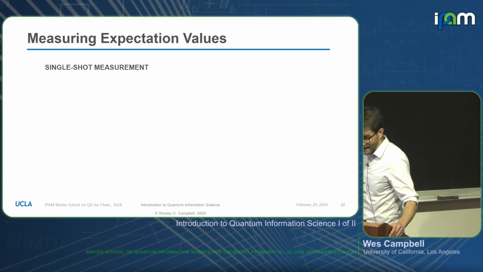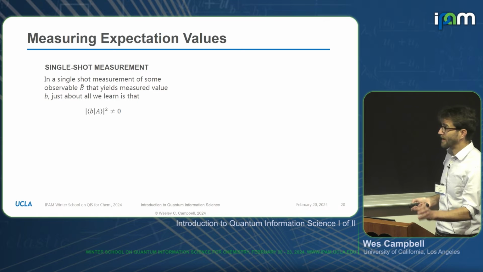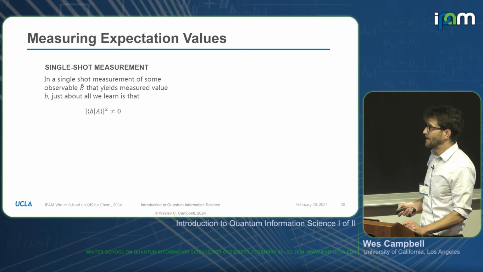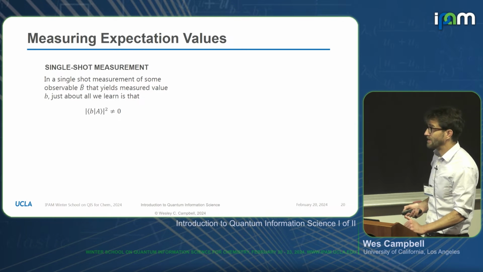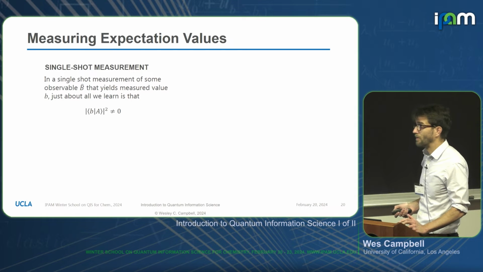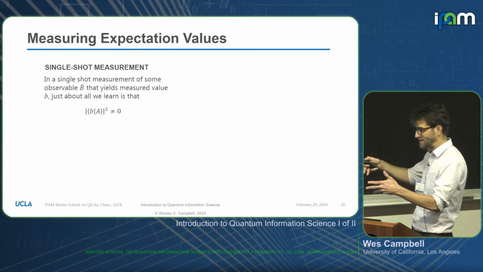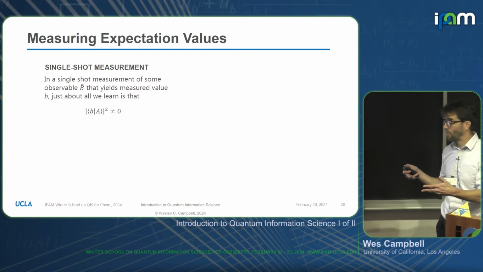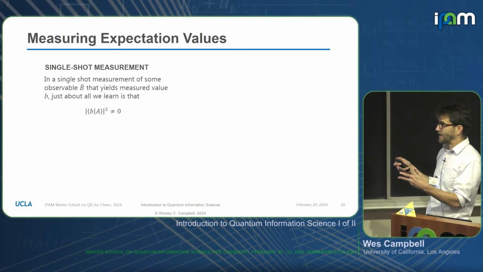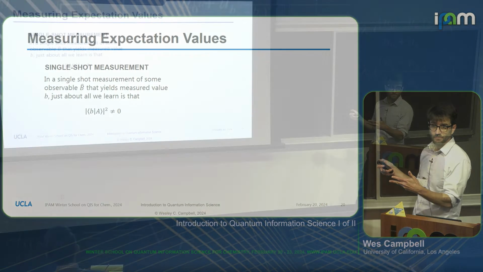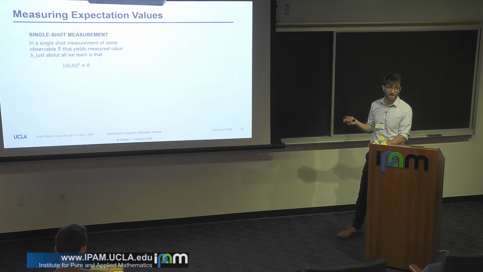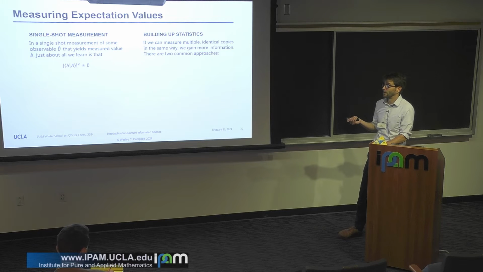Okay, for a single shot measurement, this is where we're going to encounter one of our first subtleties associated with measurement, okay? So in a single shot measurement of some observable that yields the measured value B, what do we learn? And by single shot, I mean I have one system, I prepare it in some state A, I then perform a measurement of this quantity denoted by B, and I get some value for it, okay, lowercase b. What have I learned? Just about all I've learned, more or less, is that the state has a little bit of character of the B eigenstate in it, okay? I actually haven't learned a ton, okay?